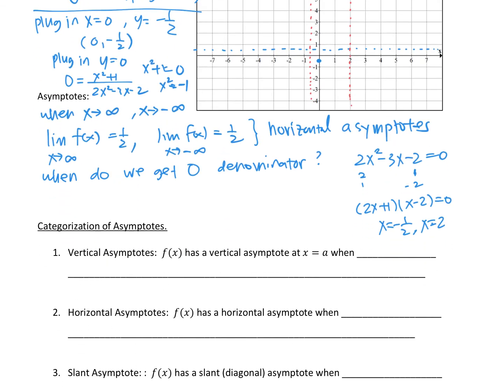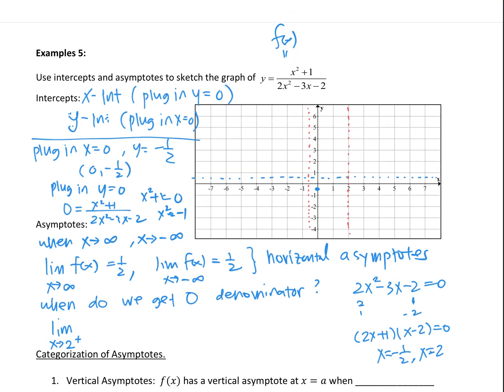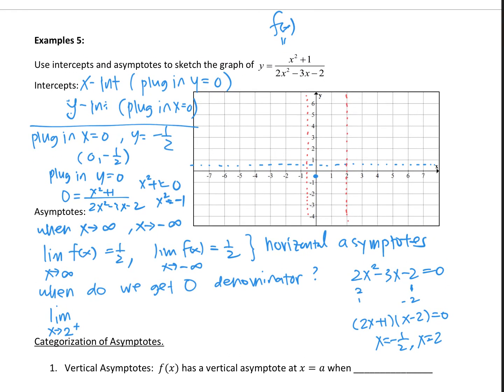asymptotes. So let's see, I might need a little more space, but let's look at 2 first. The limit as x goes to 2 from the positive side, right? So here I'm going to rewrite. When I plug in 2 here, you're going to get 0.